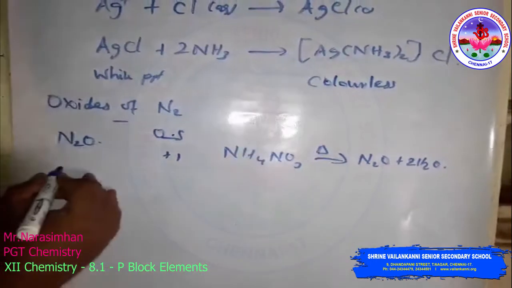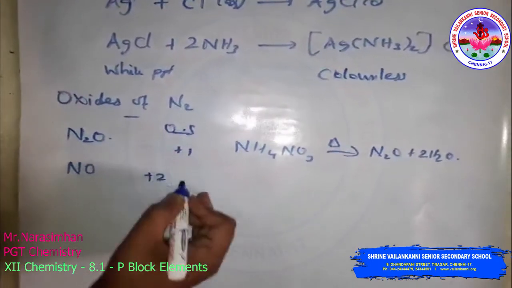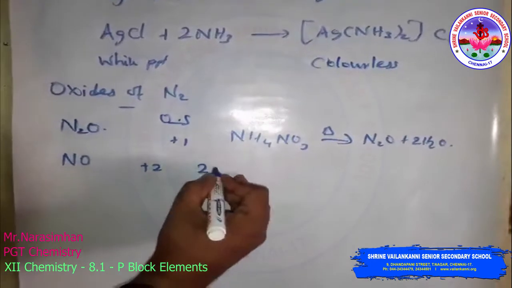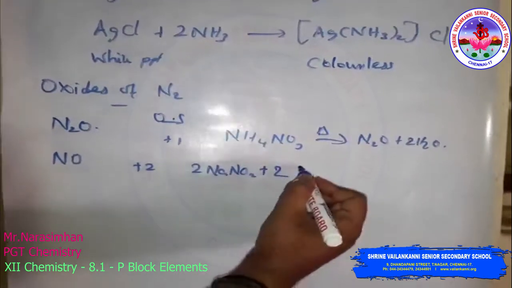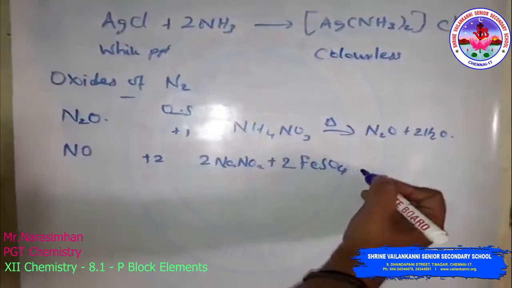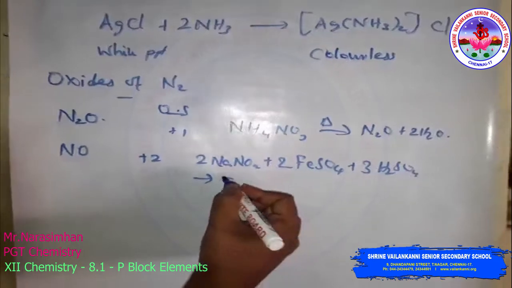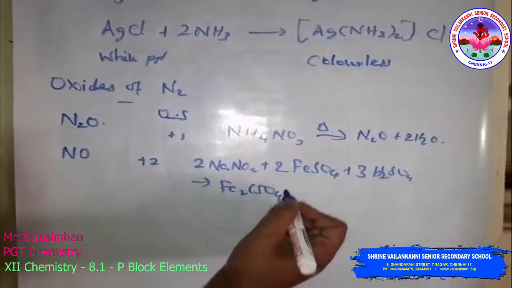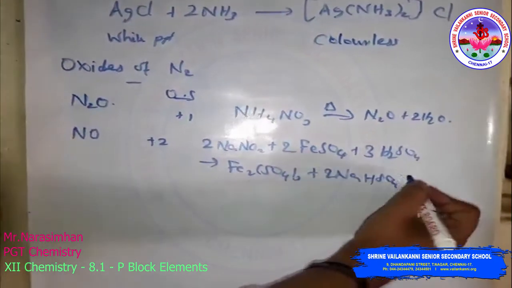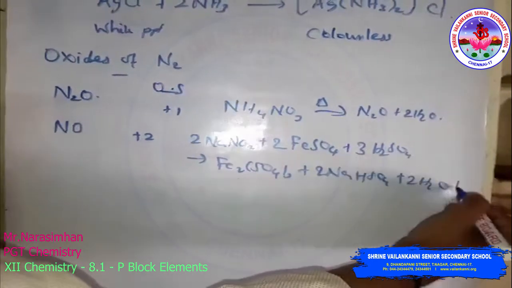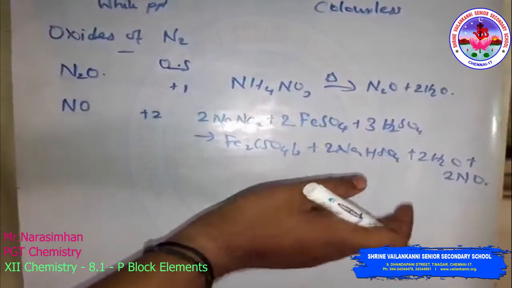Then nitrogen monoxide or nitrogen(II) oxide. The oxidation state is +2, and the preparation method is 2 moles of sodium nitrite, NaNO2, react with ferrous sulfate and sulfuric acid to produce ferric sulfate and sodium hydrogen sulfate, H2O and nitrogen monoxide. This is also a colorless gas and a neutral molecule.